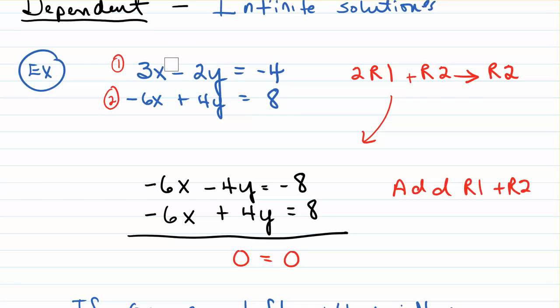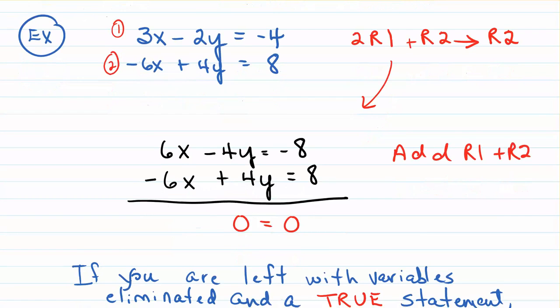Therefore, if I want to multiply by 2, I do that and I end up with 6x minus 4y equals negative 8. There was a negative there that was by mistake. So when I multiply by 2, this first equation is what I come up with. And when I add row 1 plus row 2, I get zeros all the way across, and 0 equals 0.